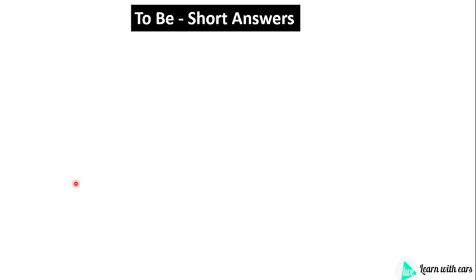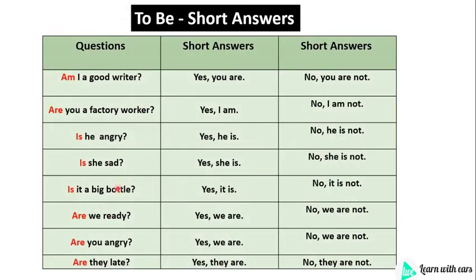Now we will learn how to give short answers. Okay, these are some questions. So the first question is, am I a good writer? The answer is, yes, you are, or no, you are not. Okay, so these are short answers. Positive answers, negative answers. Are you a factory worker? Yes, I am. Or no, I'm not.